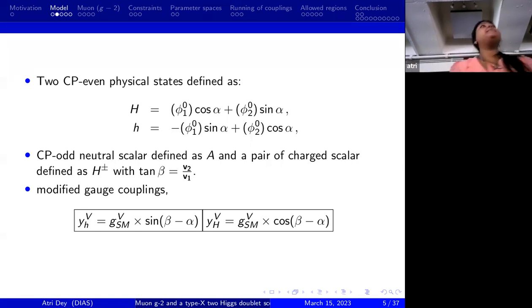And was that sine or cosine that had to be close to 1? So sine is close to 1. Yeah, sine is close to 1. It means the modulus of sine is close to 1, which we just referred to as the alignment limit. So we call this our alignment limit, where sine(beta minus alpha) tends to plus or minus 1.